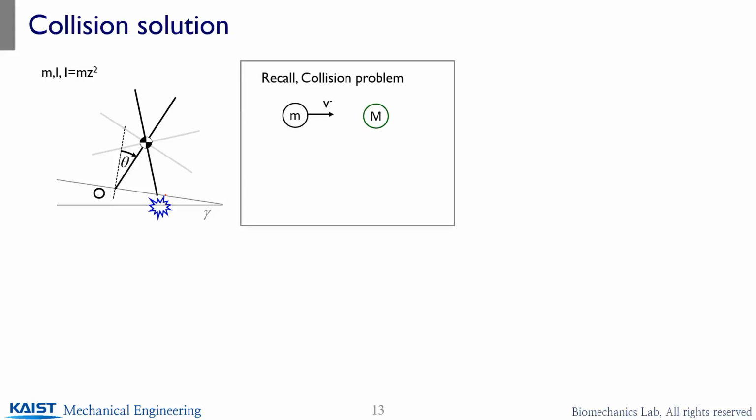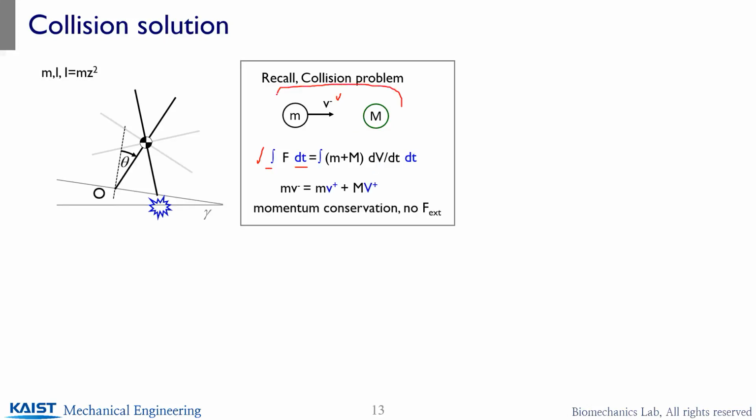Recall your dynamics course, what you learned in undergrad: when a collision occurs, suppose that you have an mv minus hitting the capital M, which is stationary. What will happen is you can apply Newton's law, F equals ma, and take the time integral on both sides. And as far as there are no external forces, if I assume this is a total system, then your momentum change will be conserved. So your initial linear momentum will be equal to the linear momentum after collision. That's what we use for the collision equation.